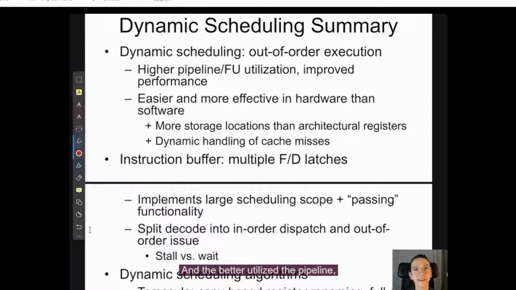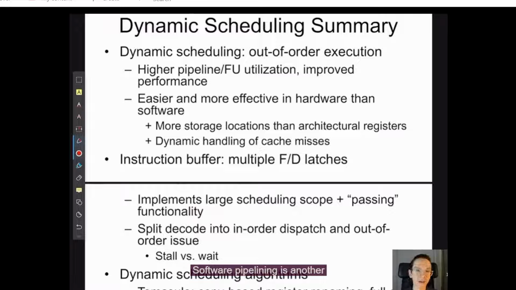And the better utilized the pipeline, the better our performance will be. We'll have higher instructions per cycle, higher instruction throughput, and therefore lower average CPI. Now, dynamic instruction scheduling is easier and more effective in hardware than in software. I made some brief arguments about why static instruction scheduling is possible with techniques such as loop unrolling.